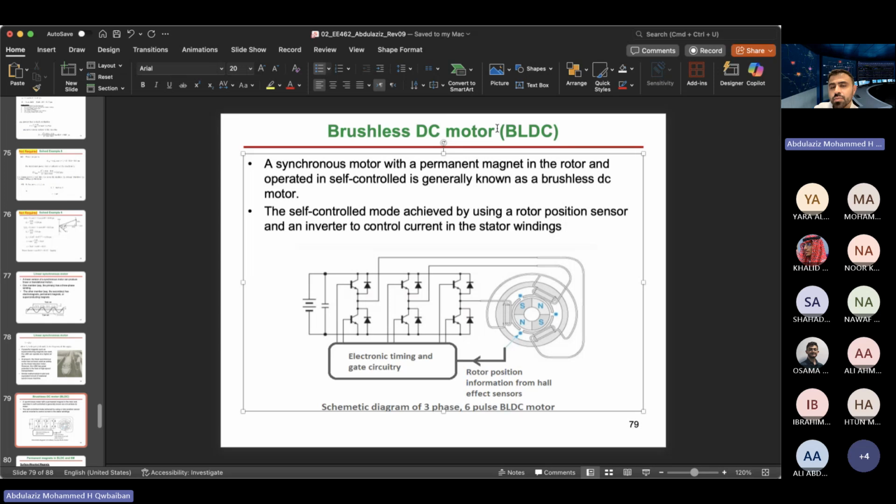Brushless DC motors are nothing but synchronous motors connected to an inverter. And they are usually permanent magnet because it doesn't make sense to have field excitation. Just put magnets, call them brushless DC. They are very small, cheap. The idea here is you convert your battery output into small AC. A synchronous machine with permanent magnet in the rotor and operated self-controlled is generally known as a brushless DC motor.